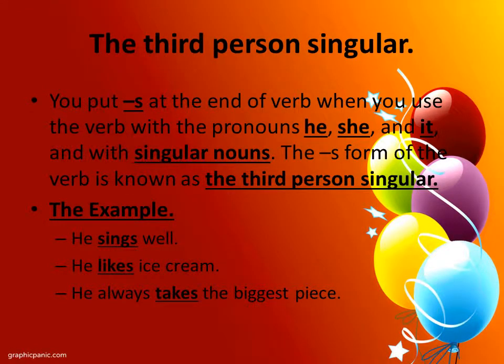The third person singular. You put s at the end of the verb when you use the verb with the pronouns he, she, and it, and with singular nouns. The s form of the verb is known as the third person singular. For example: he sings well. He likes ice cream. He always takes the biggest piece.